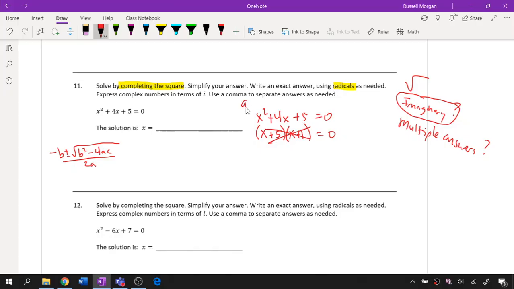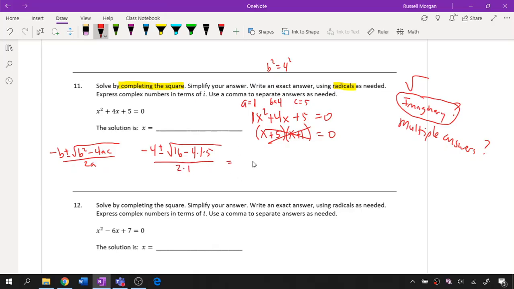So what do we need to do? We need to label what's a. A is the invisible 1 in front of there. What's b? B is the 4. And what's c? C is the 5. So I prefer to use the quadratic formula as opposed to completing the square. This problem is actually pretty good for completing the square, but I'm just going to go with the good old trusty quadratic formula. So negative 4 plus or minus the square root of, well, what's b squared? What's 4 squared? That would be 16, minus 4 times the 1 times the 5, all over 2 times 1.